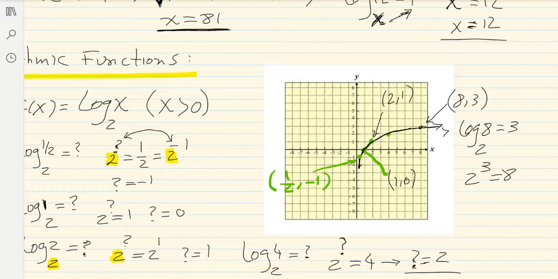Okay. Now, let me get rid of this portion of it. This one, I want to get rid of that.